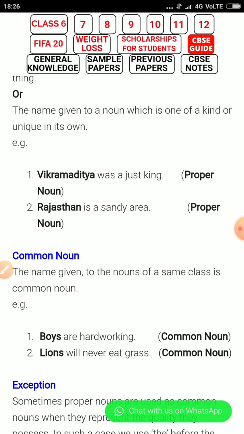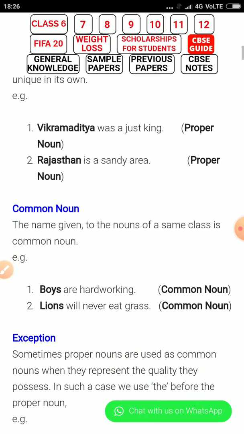Lions will never eat grass. We are not talking about a particular lion. We are talking about the entire lions of the world. We are giving a perception, thought and opinion about all lions of the world. So lions is here a common noun.